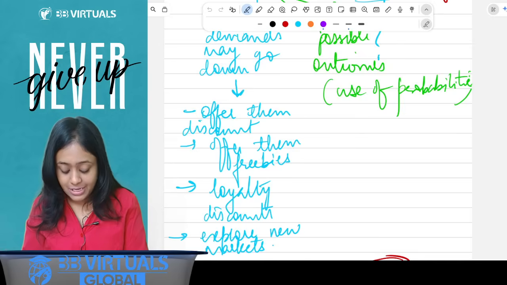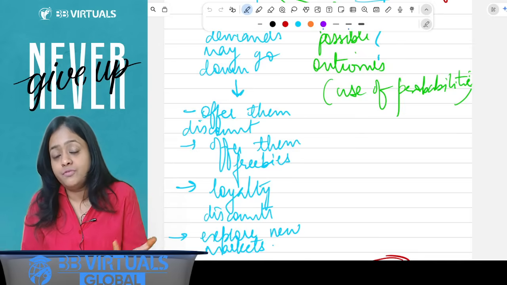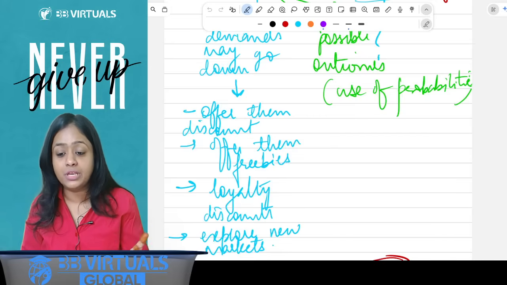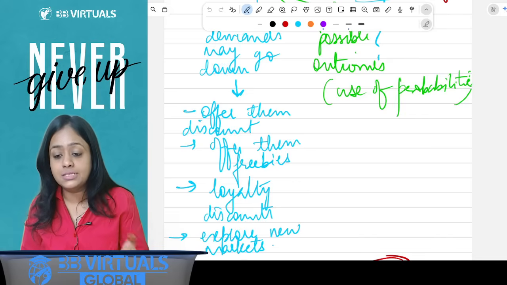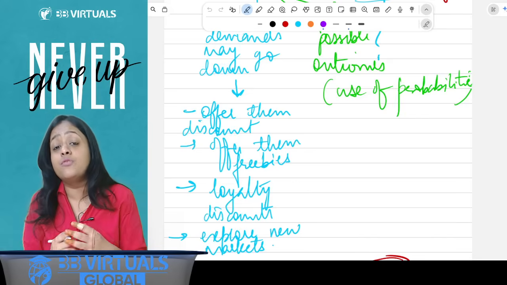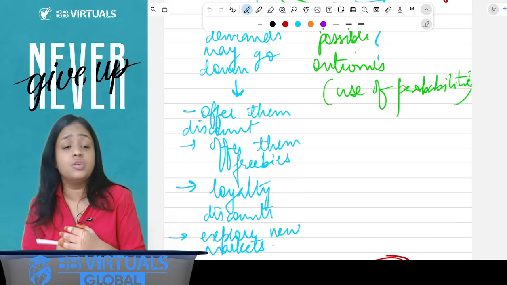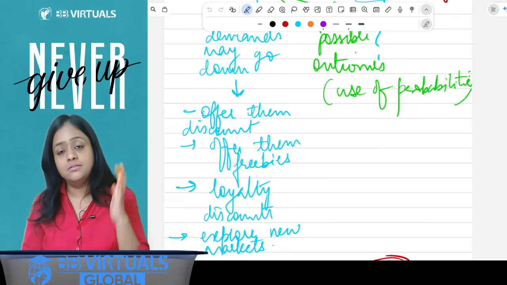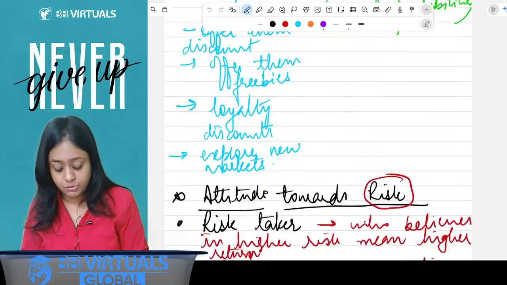Now risk is generally that if the sales can go down, then we offer good discounts to the customers, we offer them freebies, we offer them loyalty discounts, and we also explore new investment opportunities, new markets to expand our customer base, so that we can mitigate the risk and reduce the risk.